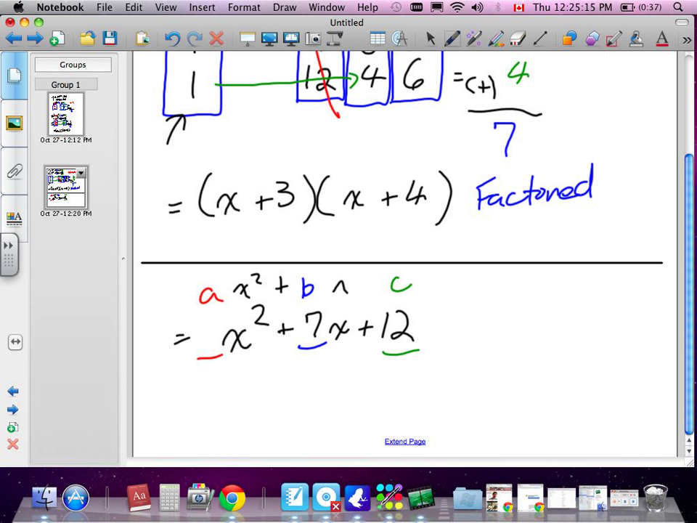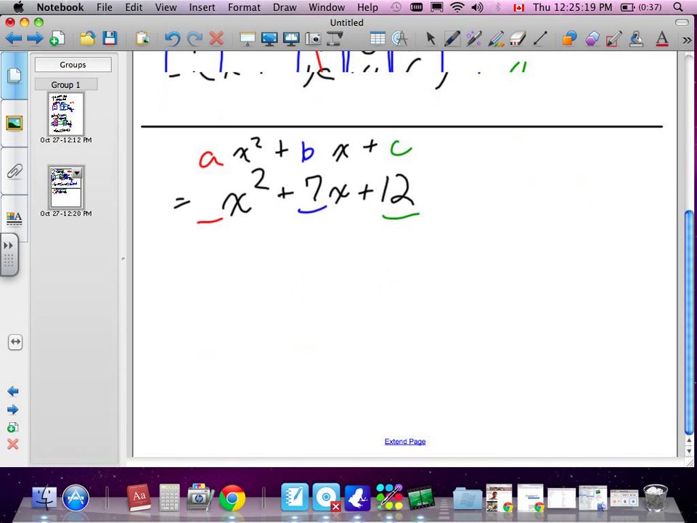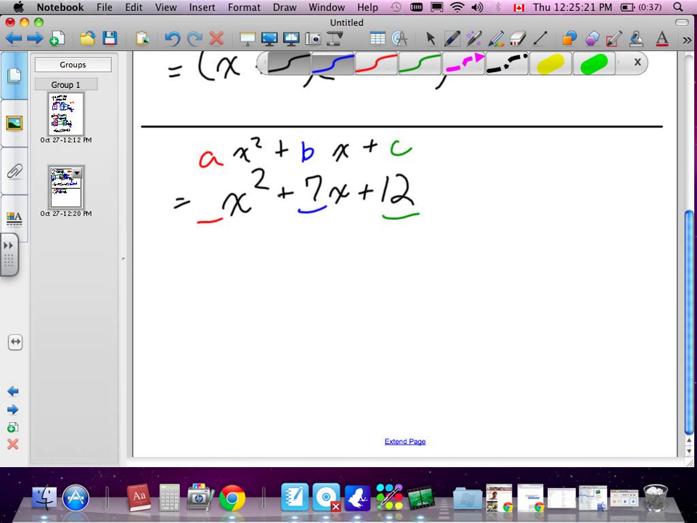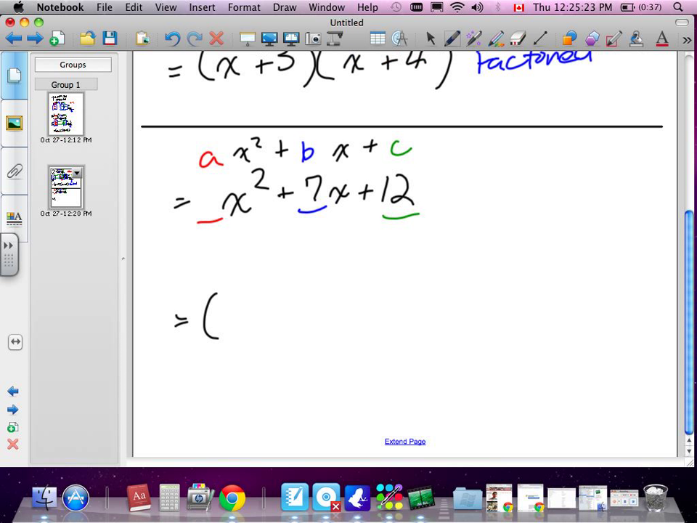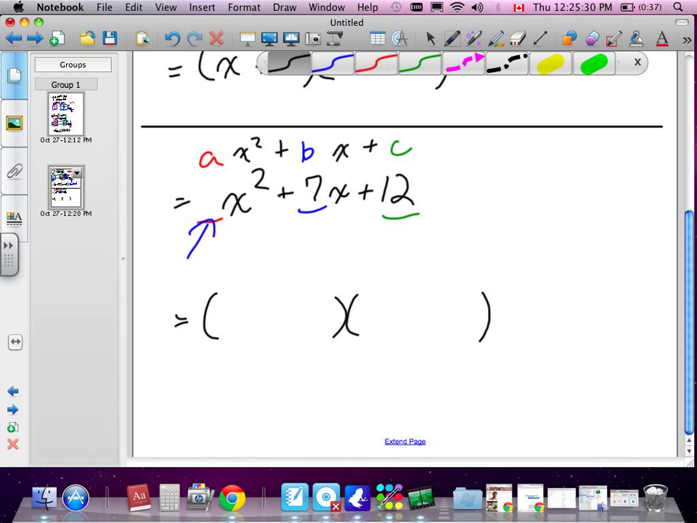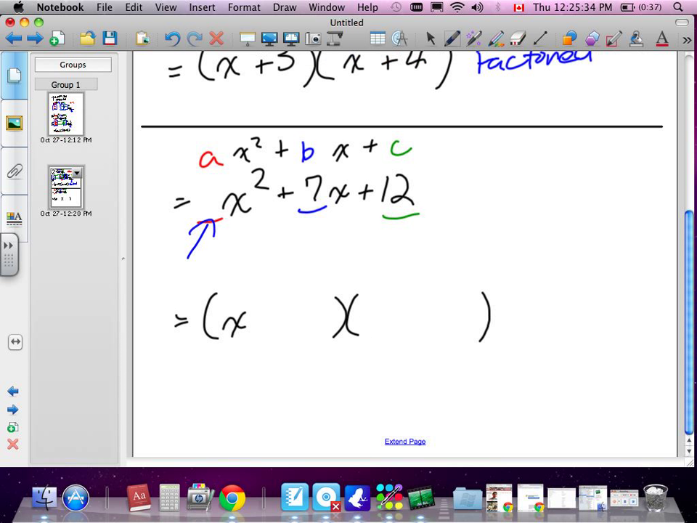Now, here's the shortcut. What I'm looking for, when I go into my factored form, we have our 2 brackets. Because A is 1, in this instance, we always know our first terms in both brackets are going to be what? X and X. Because there's no other factors of 1. They're just 1 and 1. So 1x and 1x, or x and x, are always going to be our first terms.